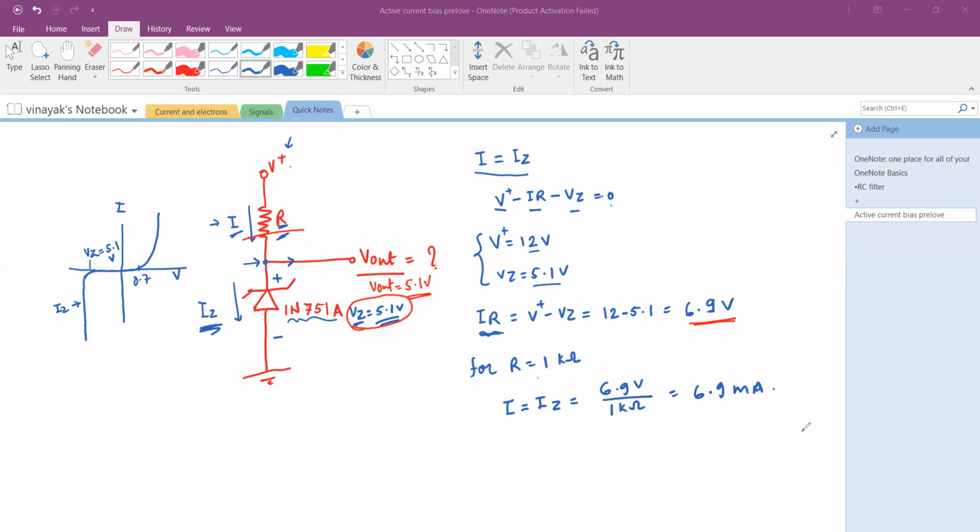Remember, this reference is not yet analyzed for its temperature dependence, load variations, and the supply variations. That is an exercise for you.